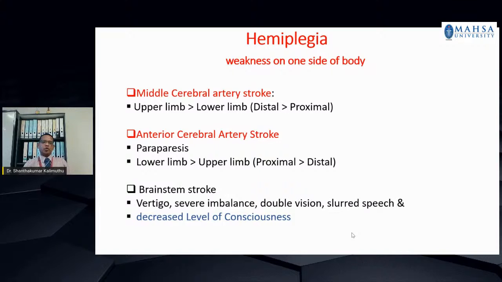In anterior cerebral artery stroke, the patient may end up with paraparesis, where a part of the trunk and lower extremities will be affected, or the lower limb will be more affected than the upper limb on one side. The weakness is on one side of the body, but the proximal function will be more affected than the distal. The difficult patient to handle in the stroke variety is posterior circulation stroke, and this is also a very rare type of stroke. In brainstem stroke, vertigo, severe imbalance, double vision, slurred speech, and decreased level of consciousness are often seen, along with weakness on one side of the body.